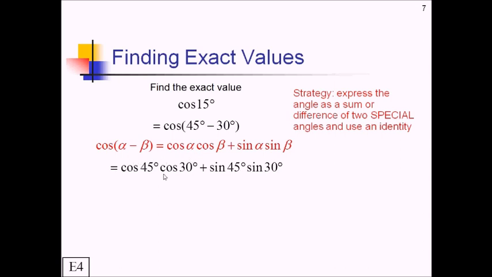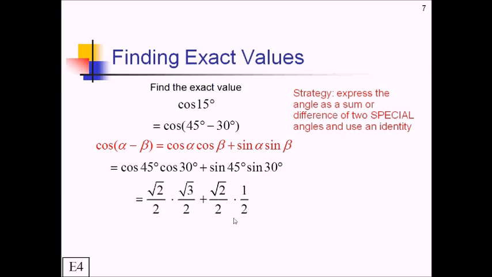Now I just have to go through and actually simplify all these values that we can get because they're real special angles. So cosine of 45, that's root 2 over 2. Cosine of 30, root 3 over 2. This is where knowing those special angles is so helpful. Sine of 45 is root 2 over 2, and sine of 30 is 1/2.